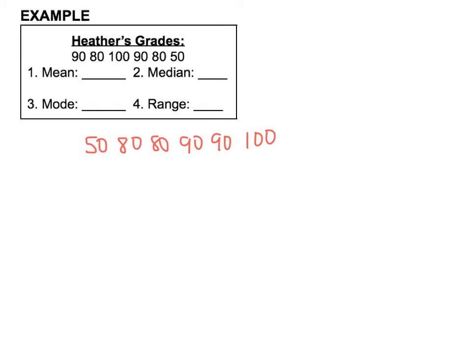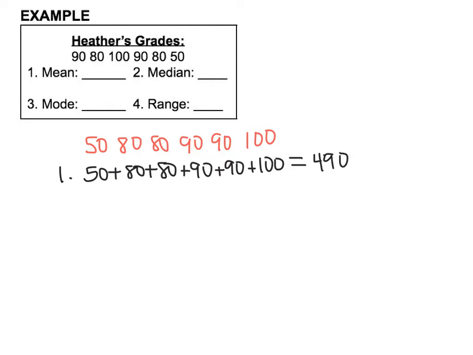So for number 1, finding the mean is the average. So I add all of the numbers up, and I get 490. And then I divide by how many numbers there are. I'm going to divide 490 by 6. And since we're not allowed to use a calculator, this is where that long division is going to come in.